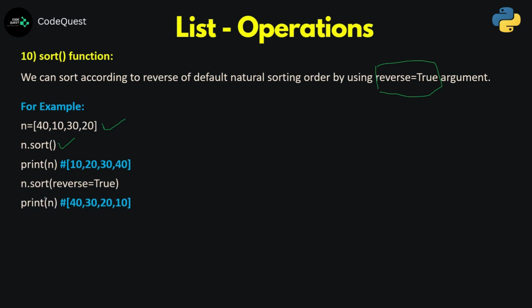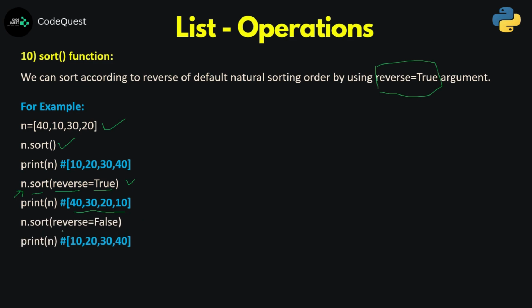Now, if I write n.sort and apply reverse equal to true, it means I'm trying to sort the elements of this list n, but in which order? In descending order. As a result, I'll be getting the elements in descending order.